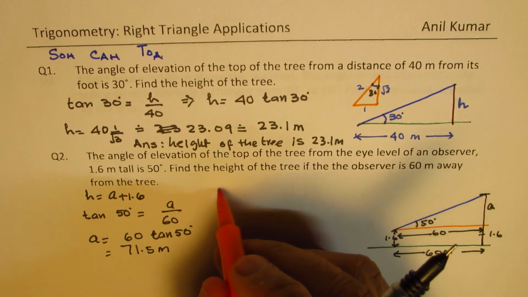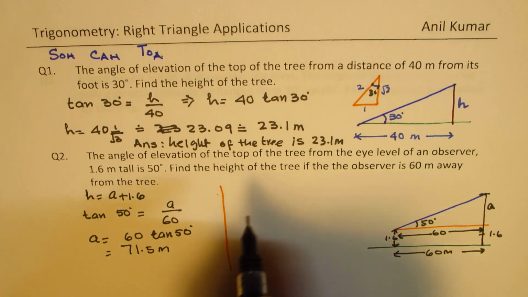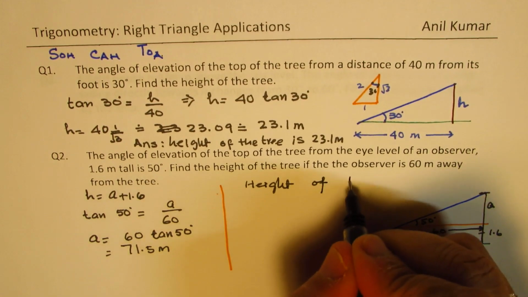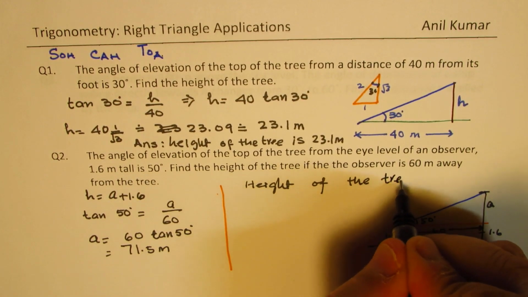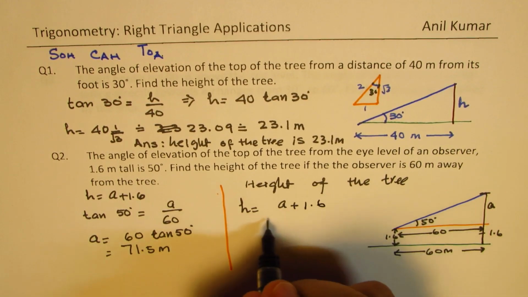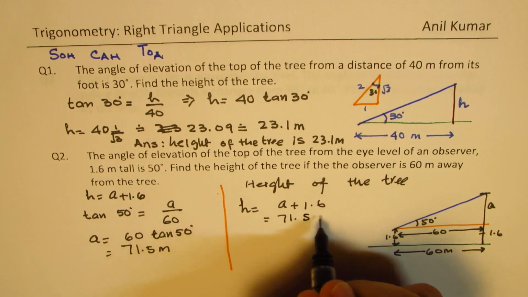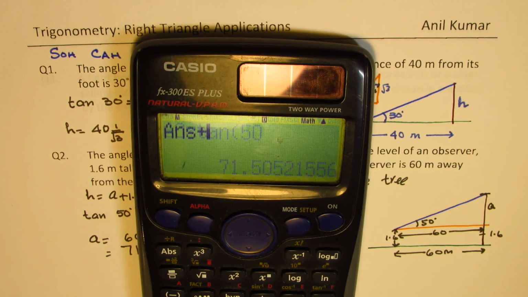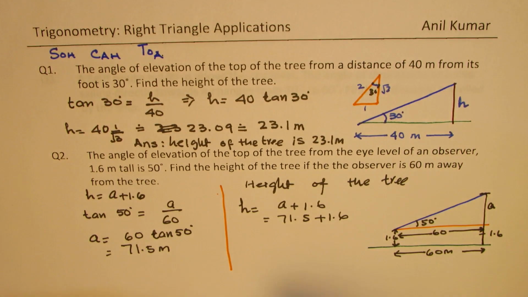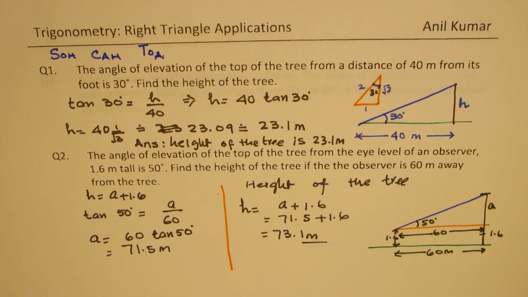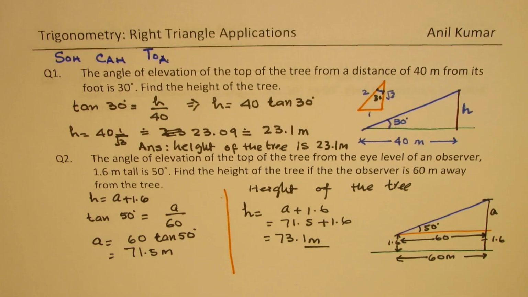Right? So we can now write the height of the tree. Is A plus 1.6, which is 71.5 plus 1.6, right? So let's add 1.6 to this. 73.1. Don't forget to include the units.